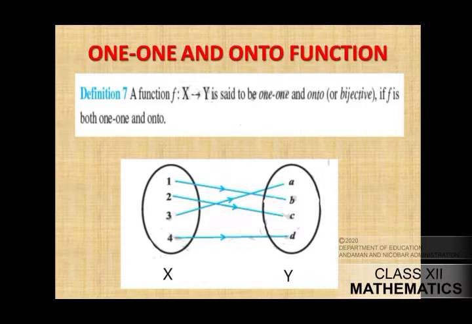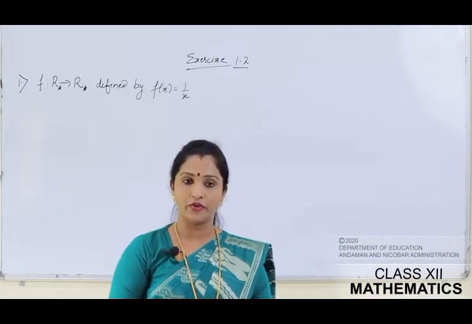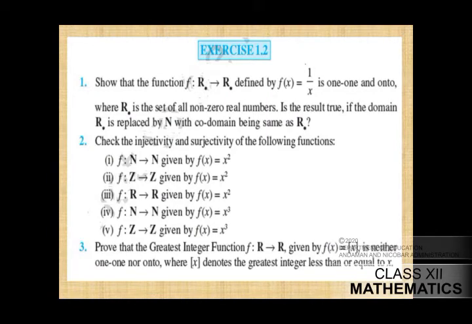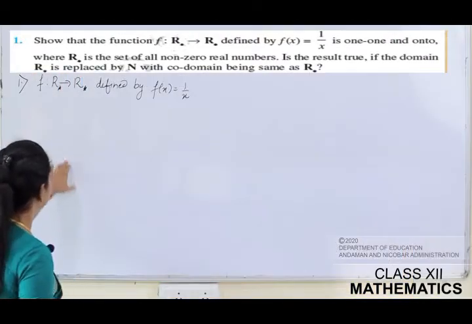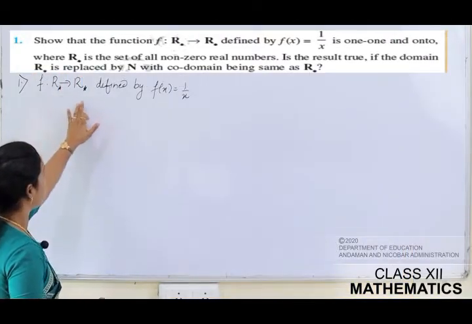Okay, now let's see the exercise problem, exercise 1.2. Look at the first question. Show that the function f mapping from R star to R star defined by f(x) is equal to 1 by x is 1-1 and onto, where R star is the set of all non-zero real numbers. The second part is: is the result true if the domain R star is replaced by N with codomain being the same as R star? Now see here, the question is f is a mapping from R star to R star.